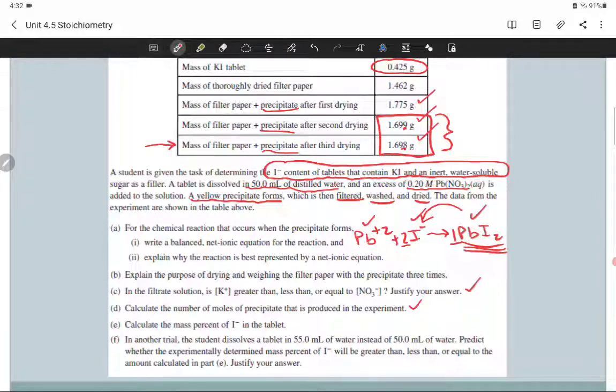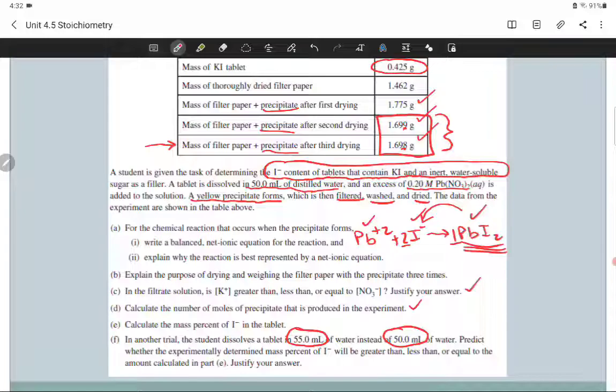And part F, if you would dissolve it in more water than you did previously, what would happen? The water is just a method to be able to get the tablet to dissolve.